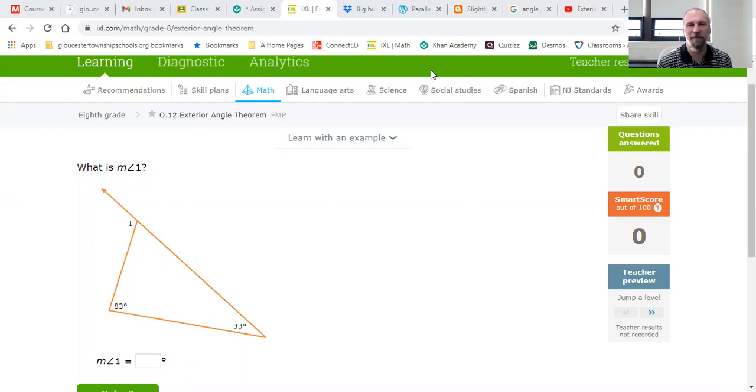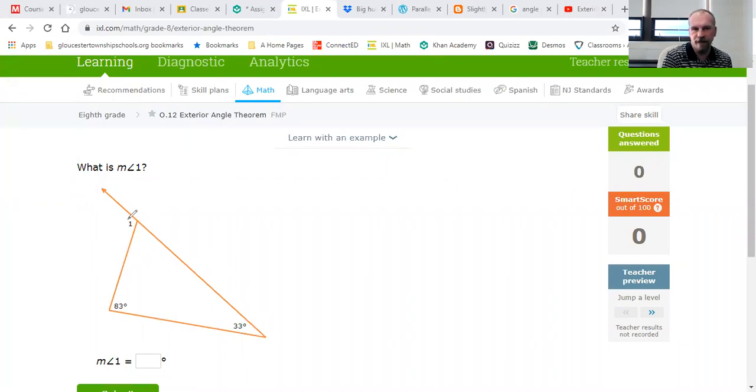Today we're going to be talking about remote interior angles of triangles and how they relate to the exterior angles of those triangles. Exterior angles are on the outside of triangles. If I take a look at this example, I see my triangle right here. It's in the outline of my pen.